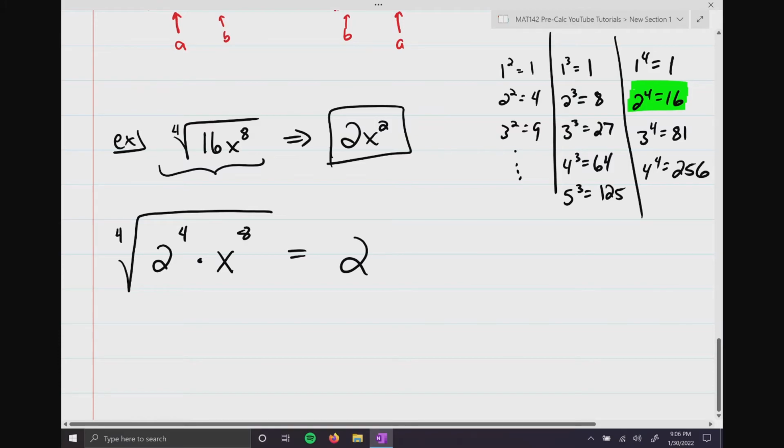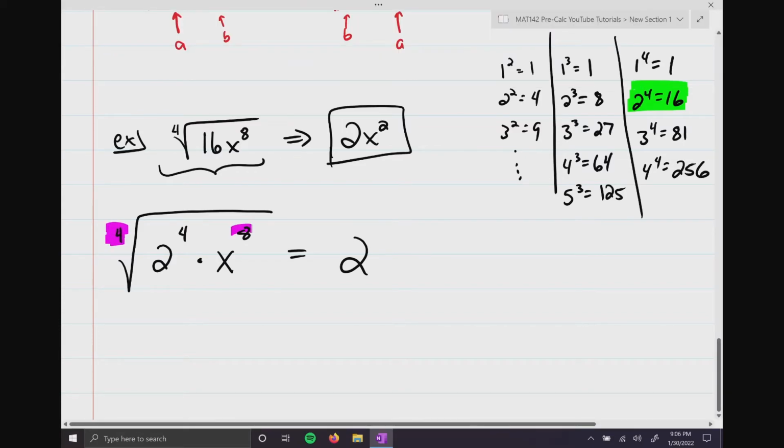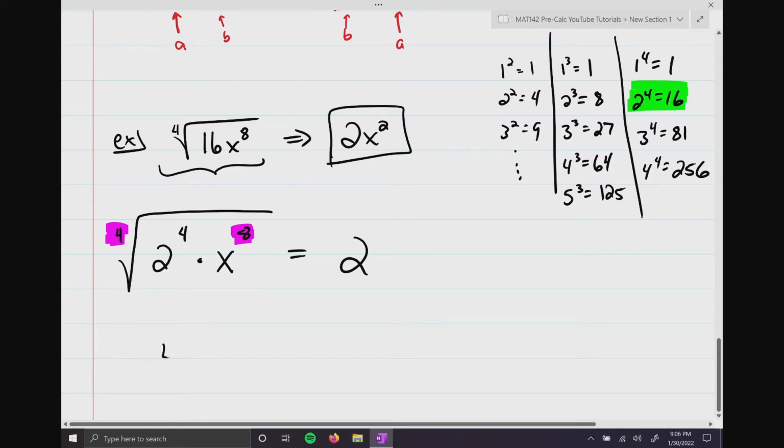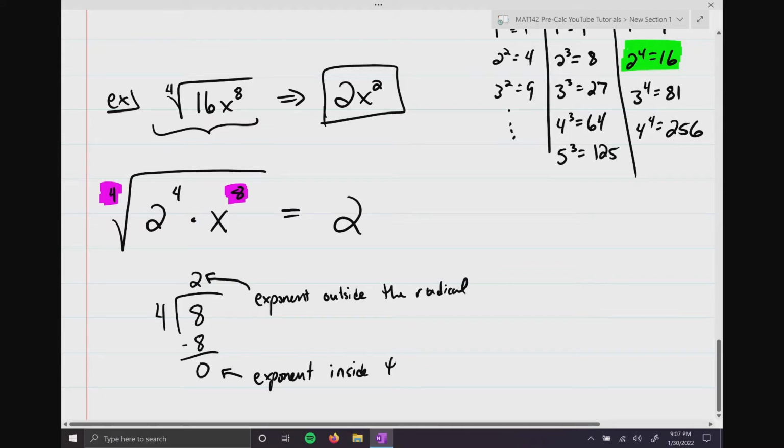The exponent, all I do to figure out what the exponent is real quickly is I take the index, and I take the exponent on the inside, and underneath, I just divide the two. I figure out how many times does 4 go into 8. In this case, it's going to be 2. Using just long division. So this 2 right here tells me my exponent outside the radical, and the 0 tells me the exponent inside the radical. All right? So outside, inside. So that's how I got 2x squared really quickly.